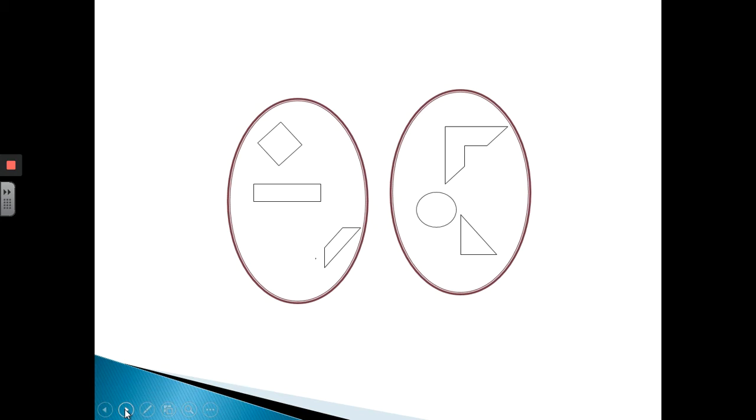Have you guessed it? The ones on the left all have at least one pair of parallel sides. We talk about parallel as being two lines that are always the same distance apart. They never grow closer, they never go apart. They are like train tracks. So you've got two pairs of parallel sides on the square as well as the rectangle, and then you've got one pair of parallel lines on this trapezium at the bottom of that left hand side.